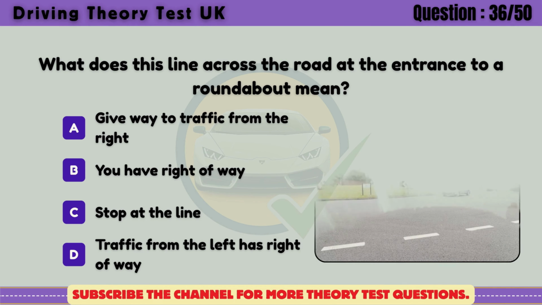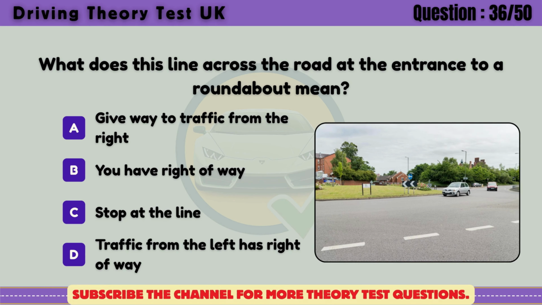Question 36. What does this line across the road at the entrance to a roundabout mean? Option A. Give way to traffic from the right. B. You have right of way. C. Stop at the line. D. Traffic from the left has right of way.